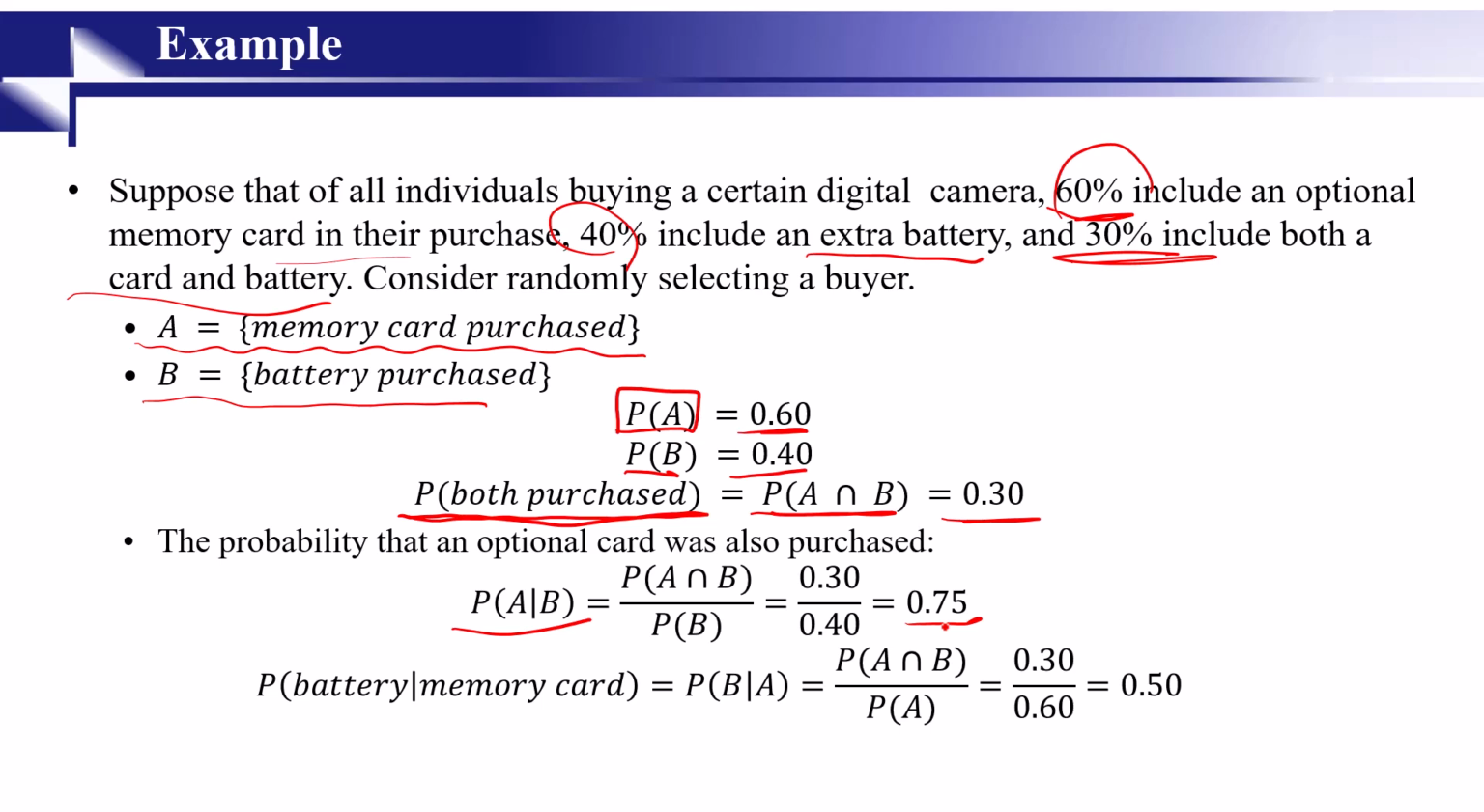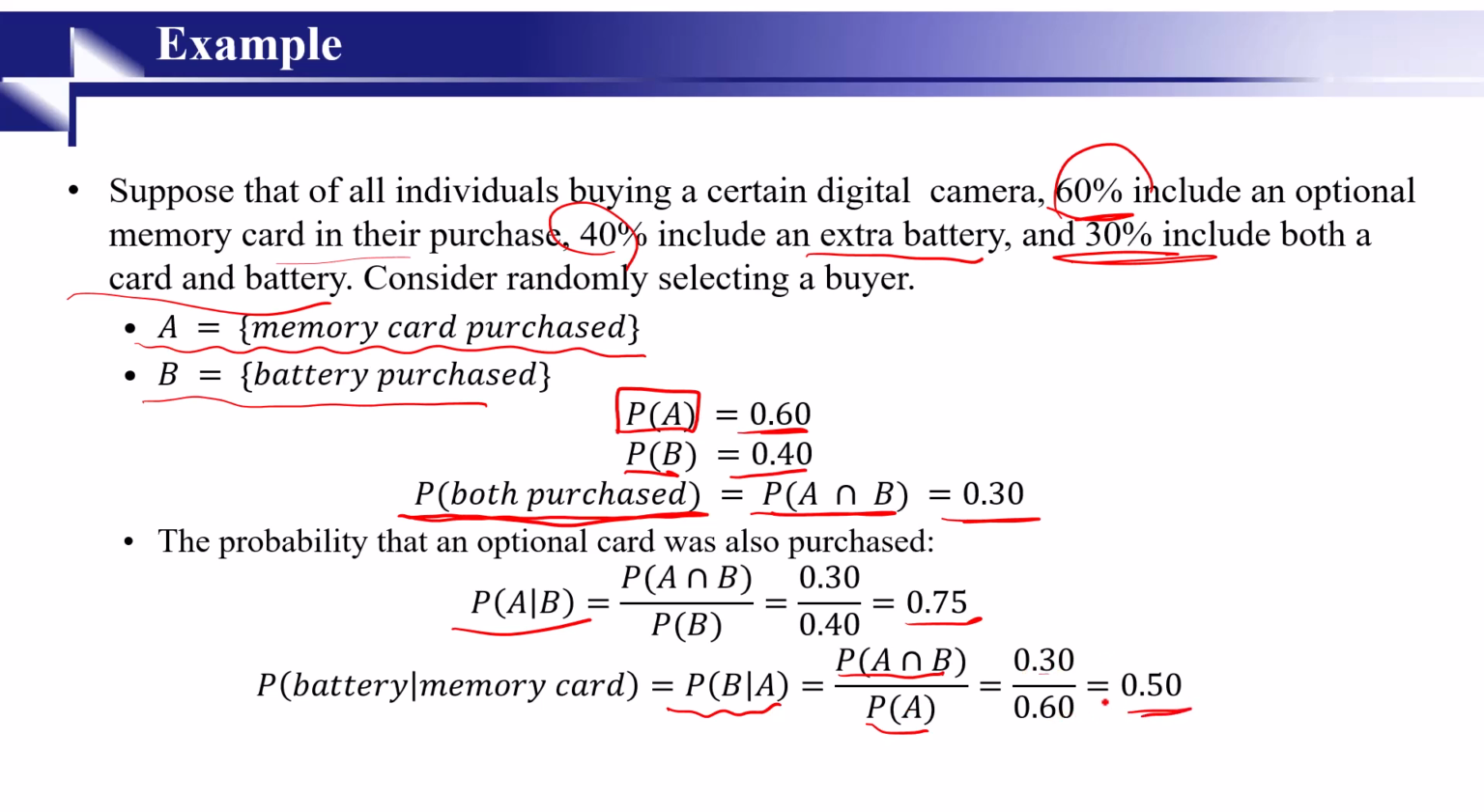75%. What about the reverse? If we say probability of B given A, the probability of battery given memory card, it is the probability of A intersection B divided by the probability of A, which is 30 by 60, or 50%.